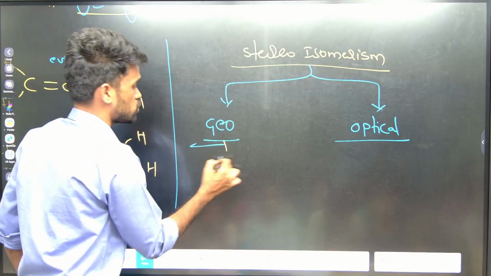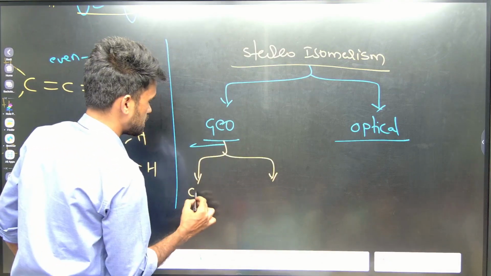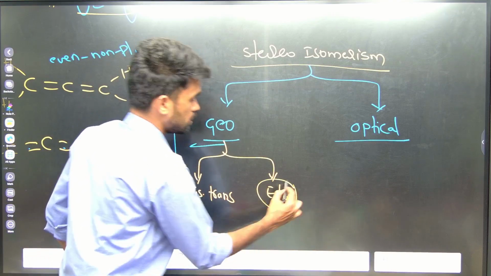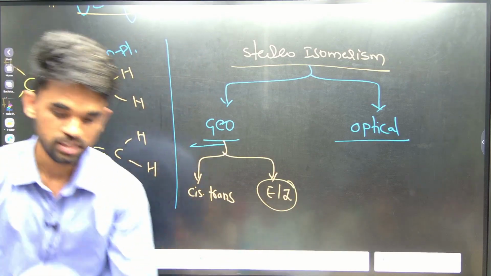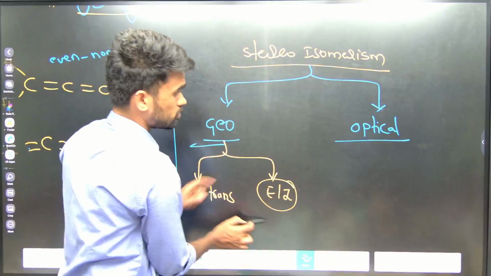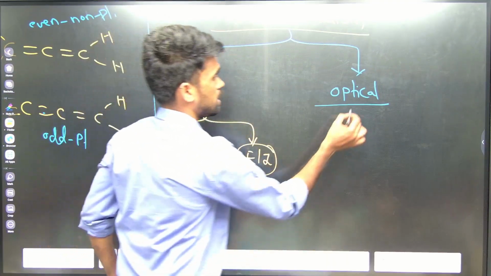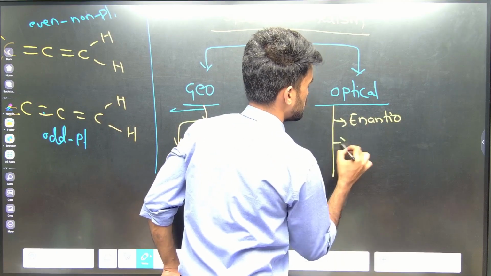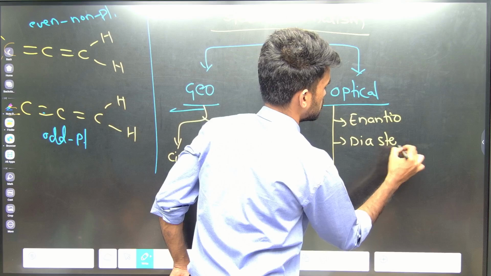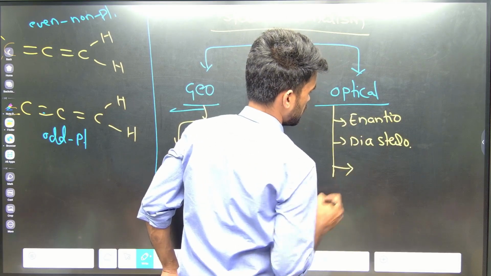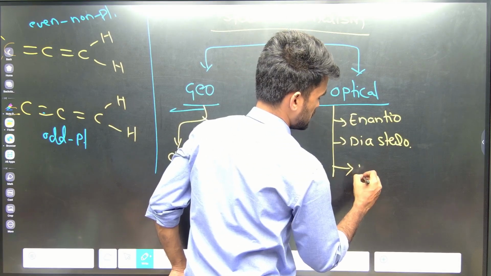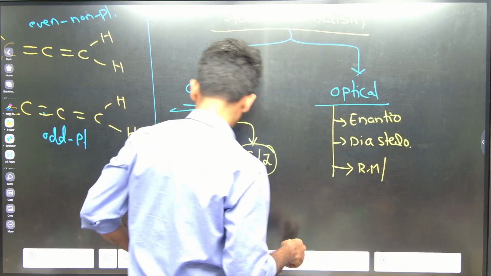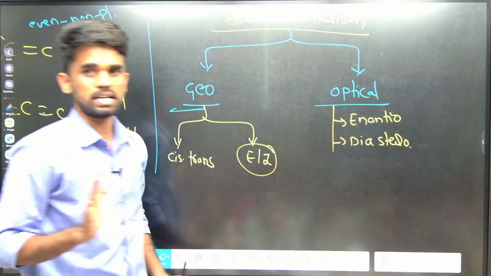Geometrical isomerism means what you have studied as cis-trans, and one more is EZ. Next, optical isomers. Here we have some terms like enantiomers, diastereomers, and the next one is racemic mixture. These are the terms to be known. I will tell you about all these things. Anyways, you first need to understand enantiomers and diastereomers.